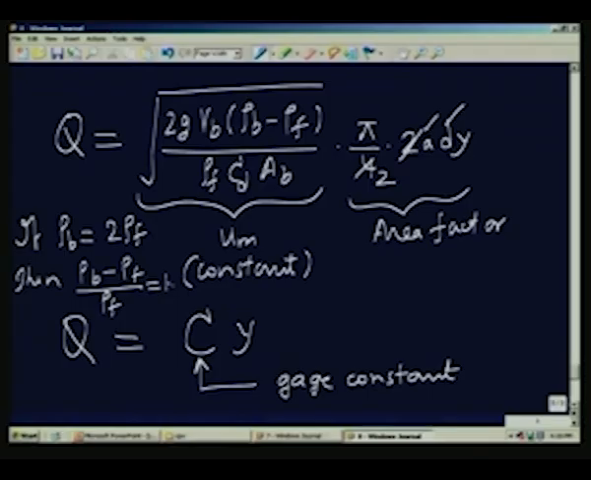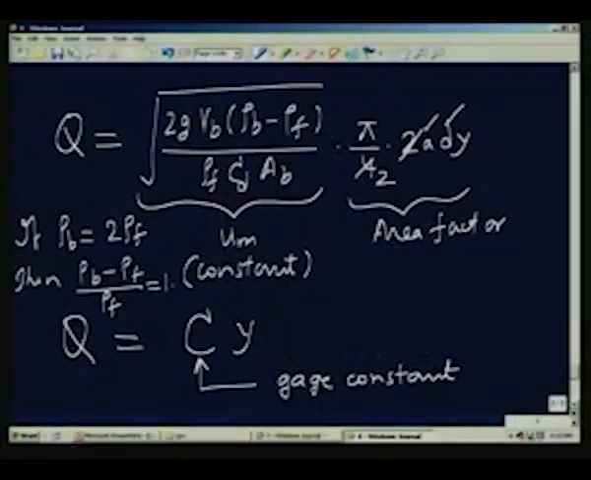So the density of the bob and the density of the fluid both drop off, and it becomes a very simple expression. So this will be 1. So it will be the square root of 2g Vb by CD AB, and that will be the value of C. This is a specific case where the density of the bob is taken equal to twice the density of the fluid, so the density term drops off from the equation.